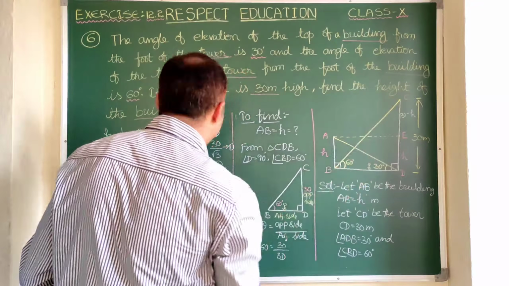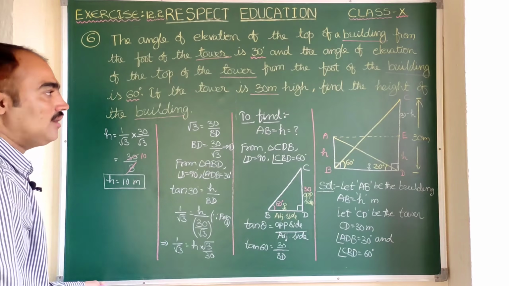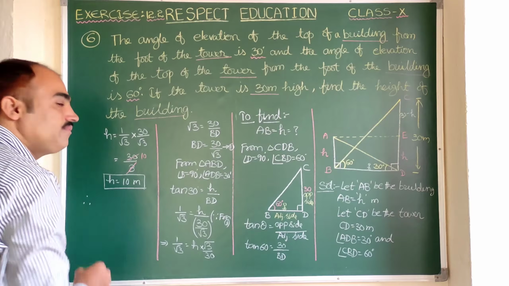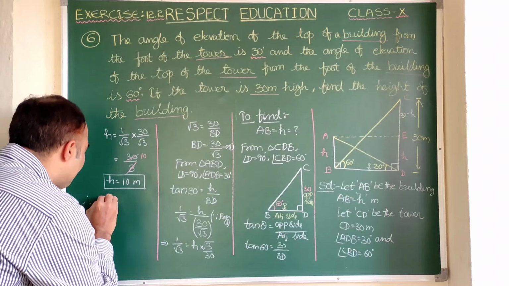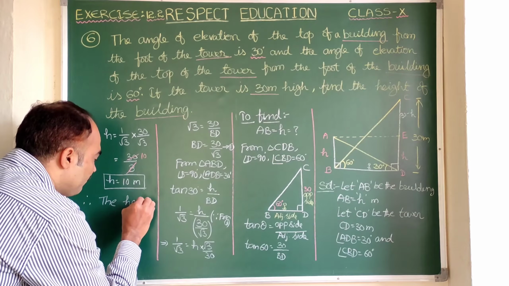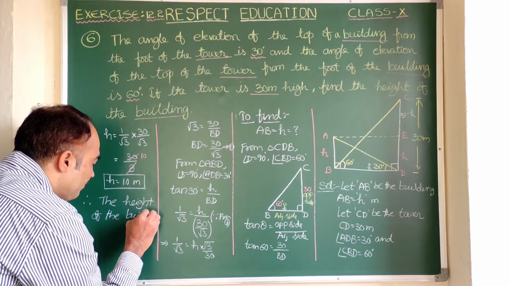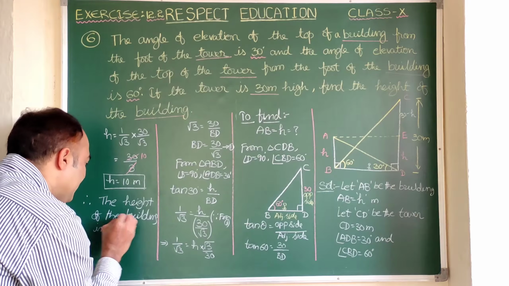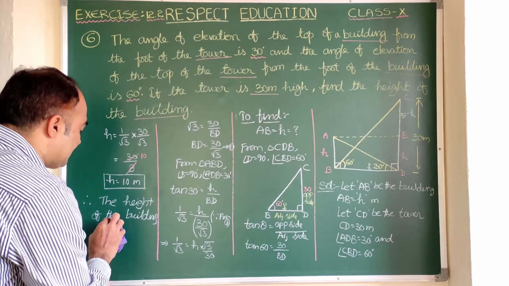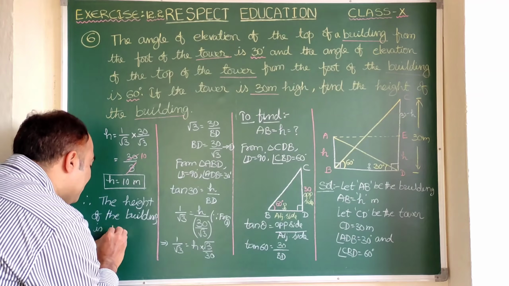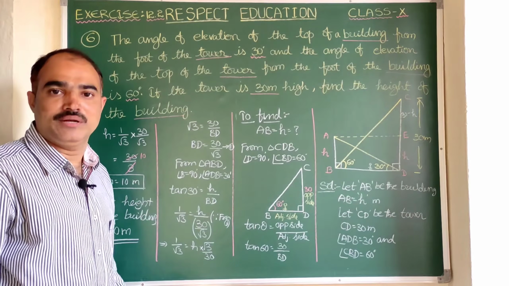Since the measurements are in meters, H is also in meters. So finally we got H is equal to 10 meters. Now let us add the conclusion. Therefore, the height of the building is nothing but AB. So we can write the answer directly: 10 meters. With this, problem 6 gets completed.